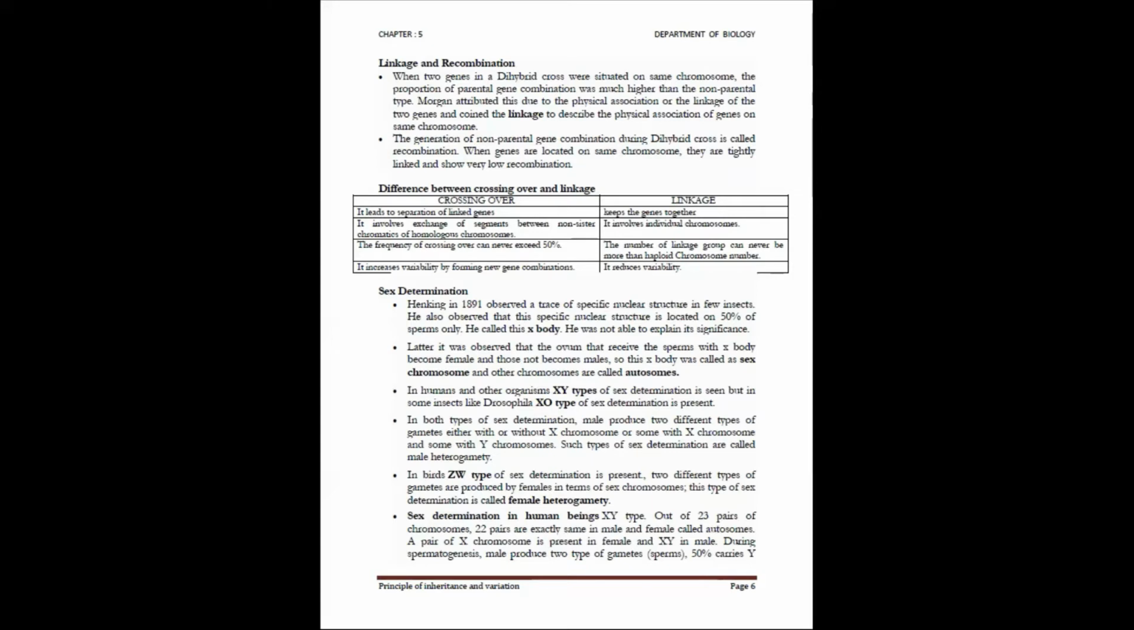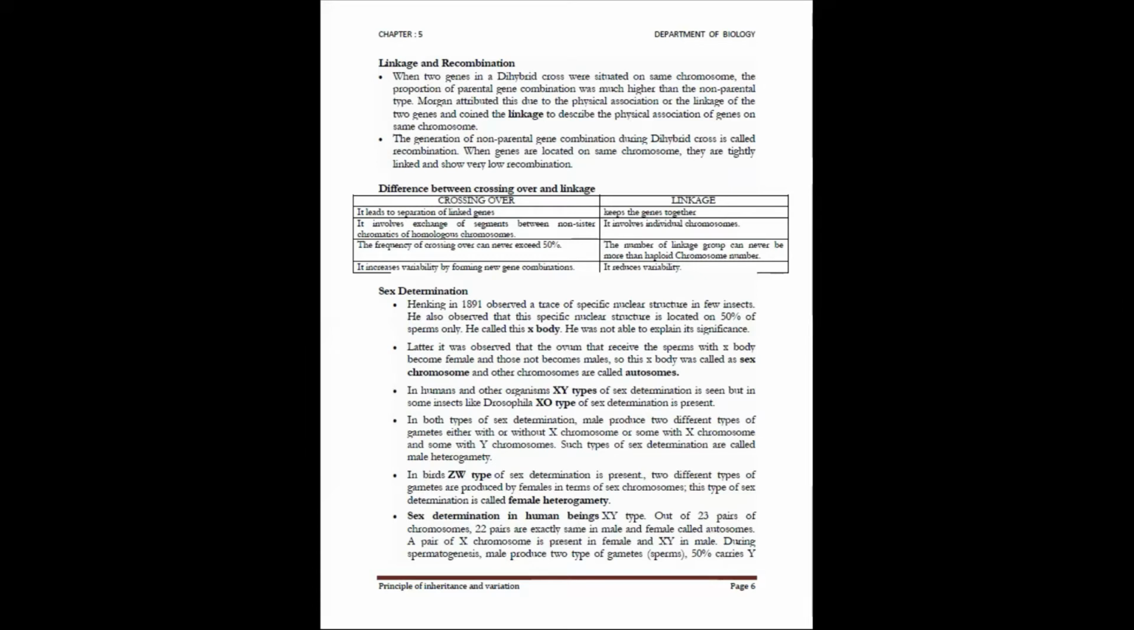Moving on to difference between crossing over and linkage. No, this is not a question to be asked. This is for your knowledge. If any question is asked on crossing over or linkage and you have to justify your answer, you can add these points to fill in your answers.